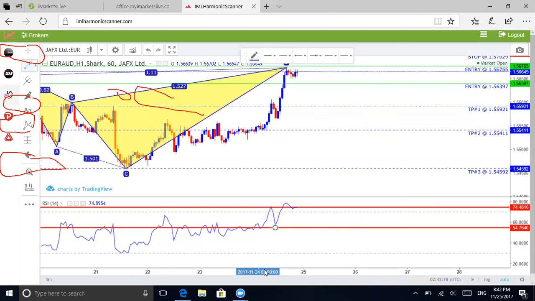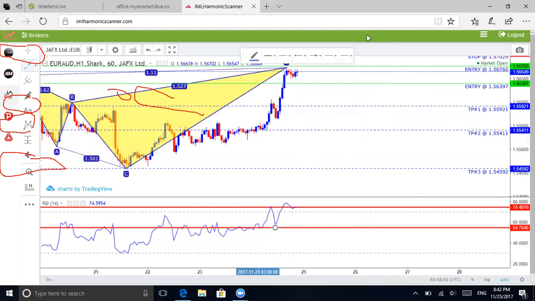If you have any question, you can type it in the chat and I can see if I can answer it. Okay, so guys, this Harmonic scanner is the best. It shows you everything, even gives you the price. But one thing is, before you take that price, you want to make sure the market is going to go in that direction.